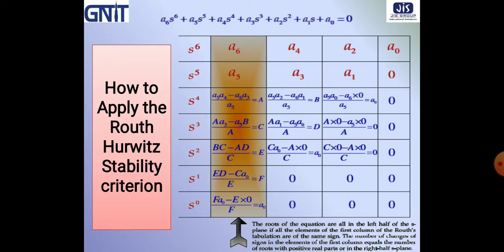So for this position you have to put a5 into a4 minus a3 into a6 divided by a5. For this position we have to calculate a5 into a2 minus a1 into a6 divided by a5. And for this position you have to calculate a5 into a0 minus a0 into a6 divided by a5.